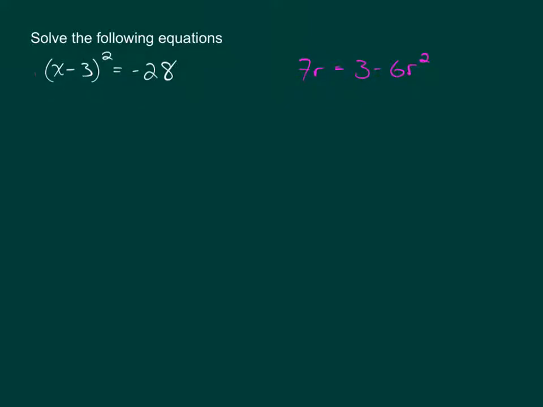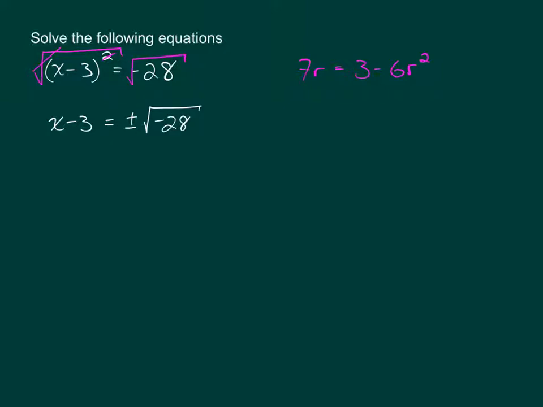So for this one, I want to immediately take the square root of both sides of the equation. And that's because the binomial squared is isolated. There are no numbers outside of this set of parentheses in the square on the left side of the equation. So this is an isolated binomial squared. So I can just go ahead and start taking the square root. And that will give me x minus 3, because the square and the square roots reduce away, equals plus or minus square root negative 28.